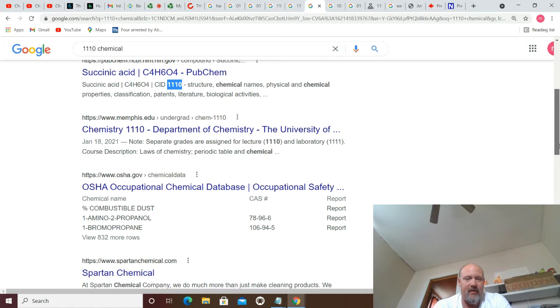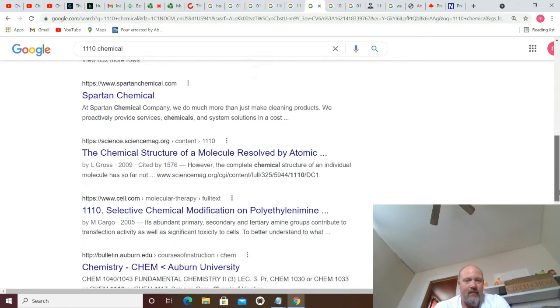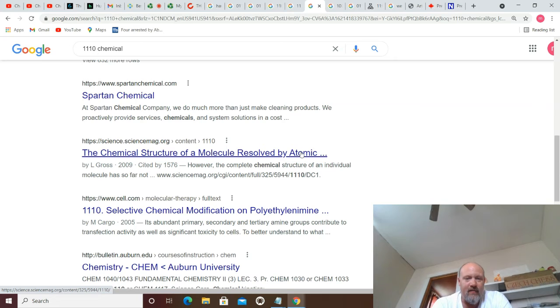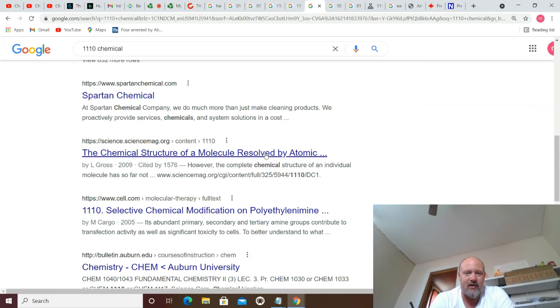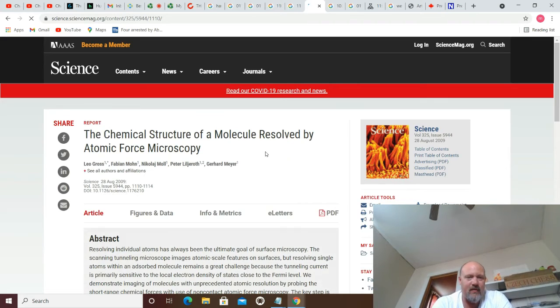I'm looking for my number at this OSHA occupational thing, and I don't see it. So we're going to move on. I don't see it here. Chemical structure of molecule resolved by atomic science mag. Well, here's 1110, so we're going to atomic what number? Atomic force microscopy.